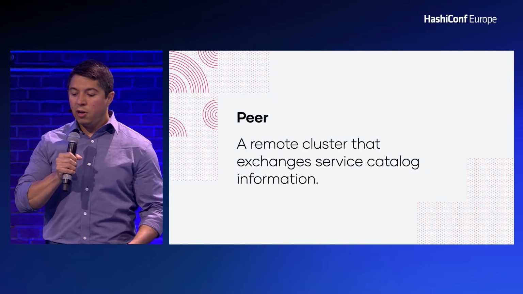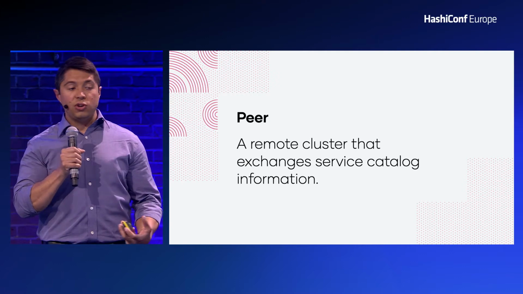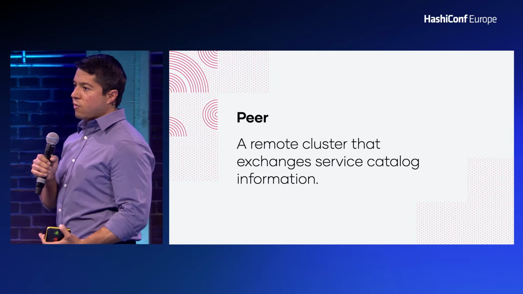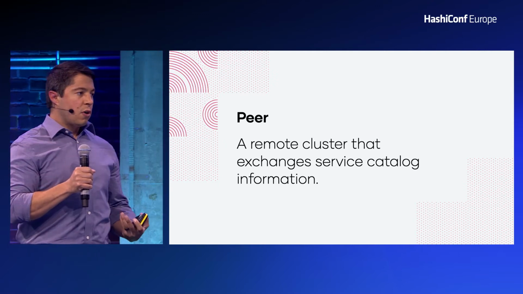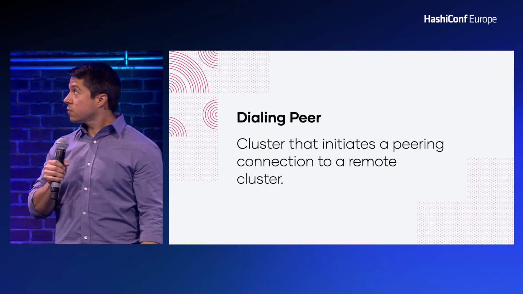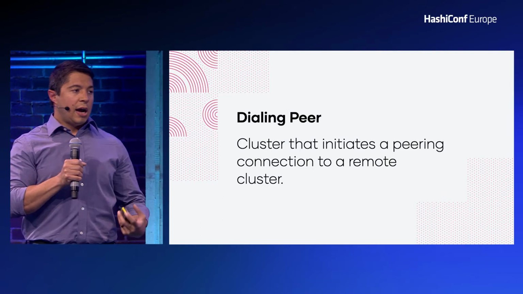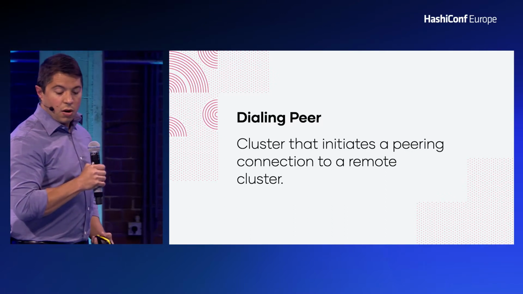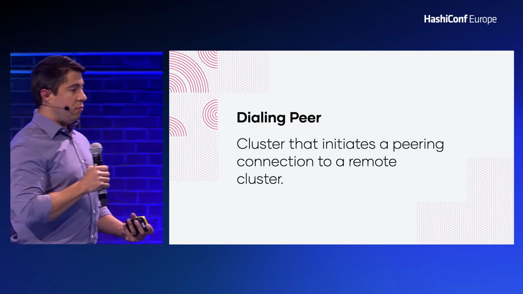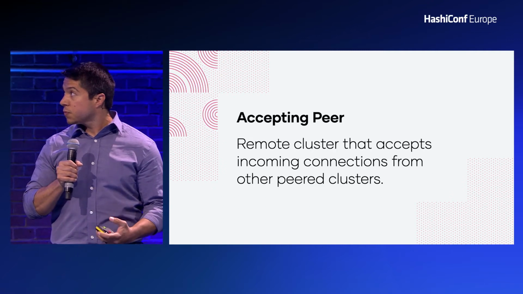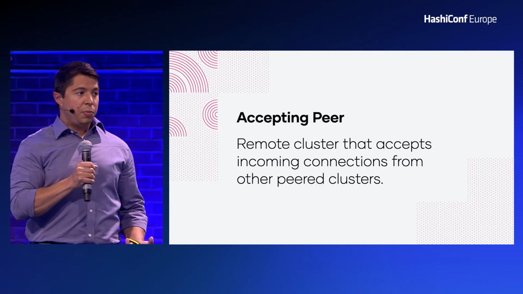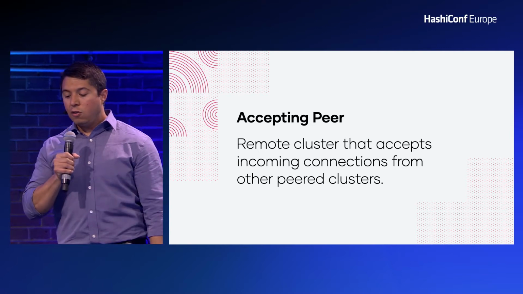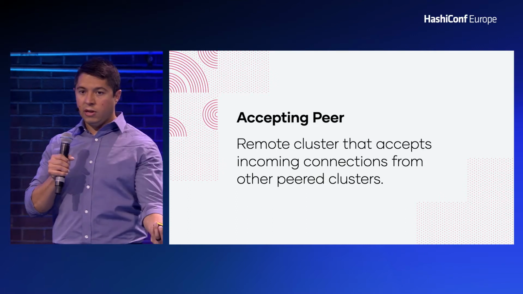So the first is a peer. A peer is a cluster that exchanges service information with another cluster. And so if we use a telephone as a metaphor, if you and I are on a phone call together, we're peers. A dialing peer is the cluster that initiates a peering connection to another peer. And so if I called you on the telephone, then I'm the dialing peer. The accepting peer is a cluster that's receiving connections from other peers. And so if you answer my phone call, then you're the accepting peer.